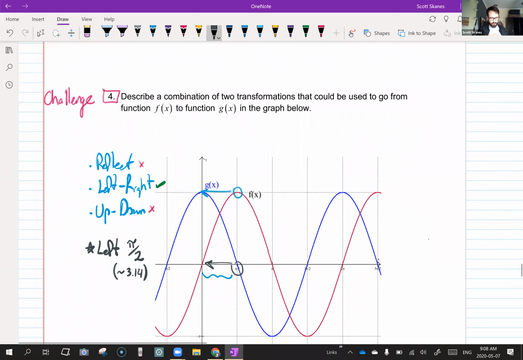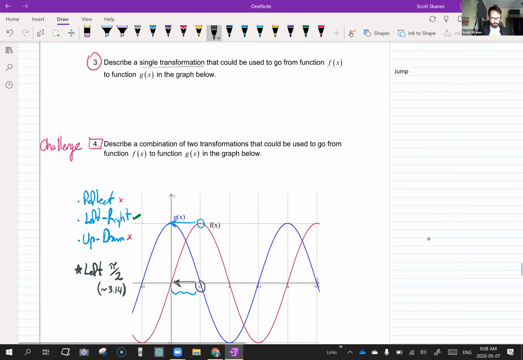So let me get to the point here. It says, describe a single transformation that can be used to go from function f of x to function g of x in the function below. Well, the answer, sorry, I just opened a million windows by accident on my computer. The answer is that it's been moved pi over 2 units left.